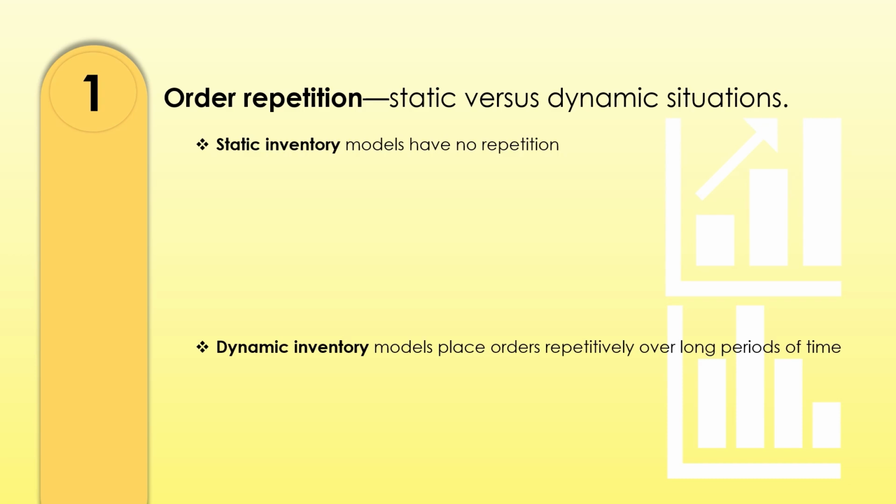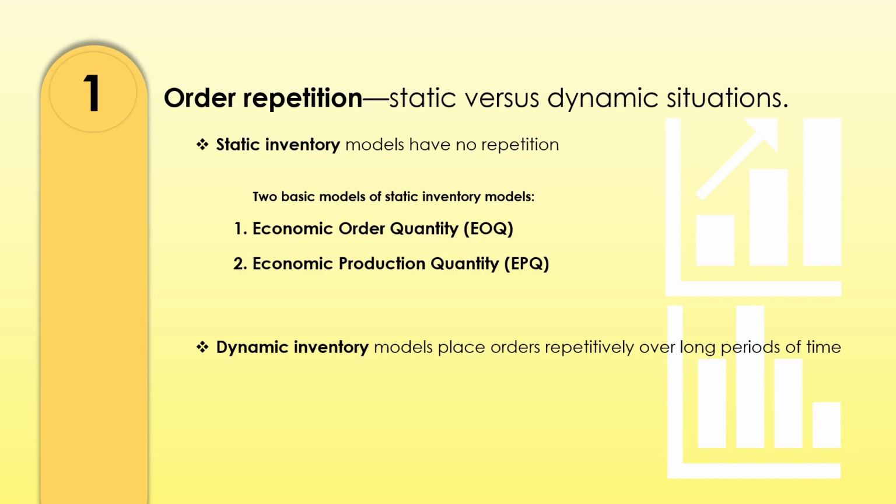There are two basic models of static inventory models. First is the economic order quantity or the EOQ, and second is the economic production quantity or the EPQ. Later on, we will discuss more about the economic order quantity and the economic production quantity. But first, the EOQ is a model designed for buying items to satisfy replenishment requirements of continuous demand, whilst the EPQ is a model designed for determining the batch, also called lot, in which an item will be produced.